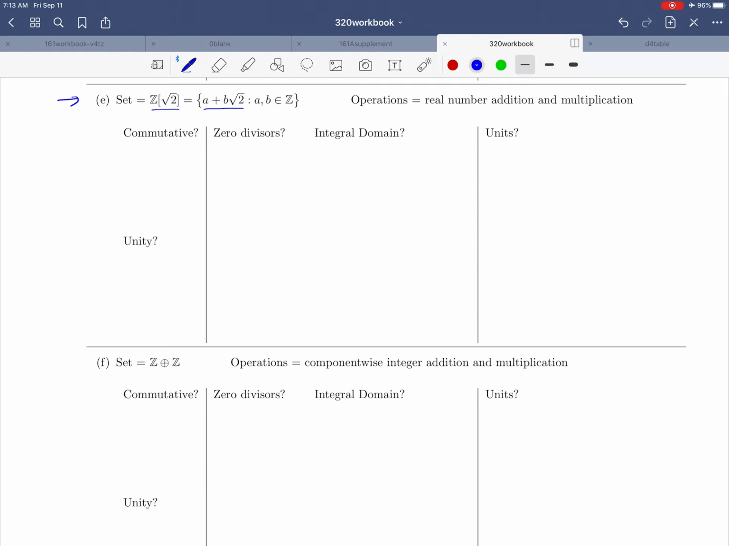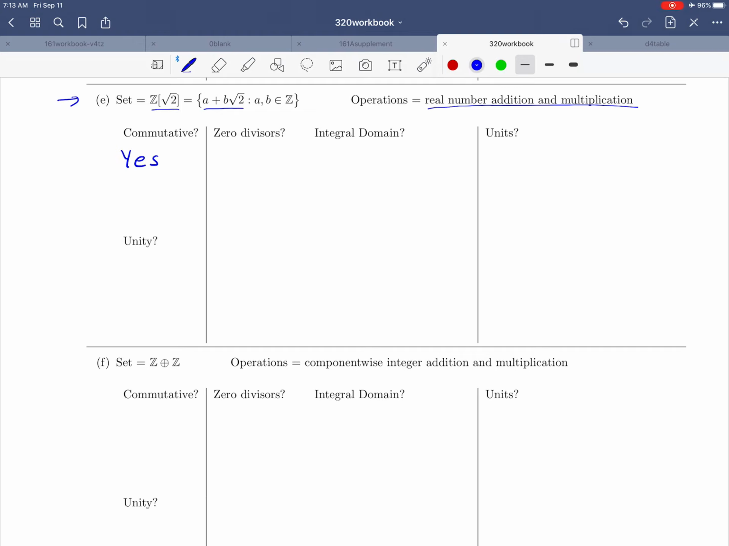Okay, and it turns out that that's a ring. One can show that that's a ring under just ordinary real number addition and multiplication. And we'd like to go down this list and just see what properties this has. So first of all, is this a commutative ring? Well, it is, because everything in that ring is just an ordinary real number, and we know that real number multiplication is commutative.